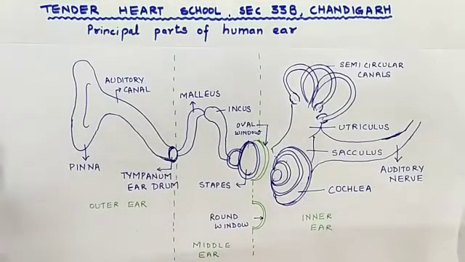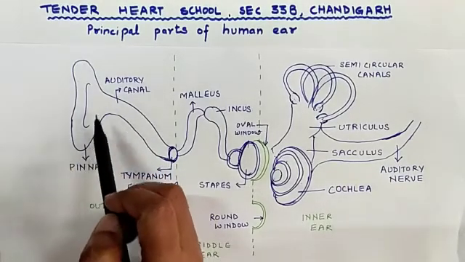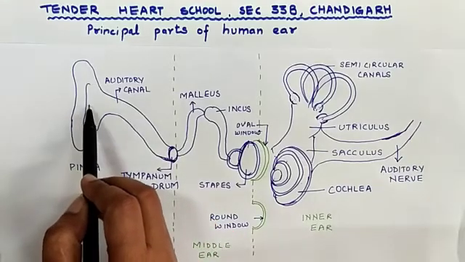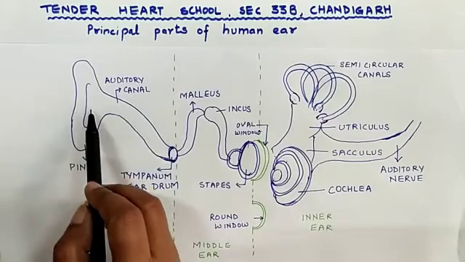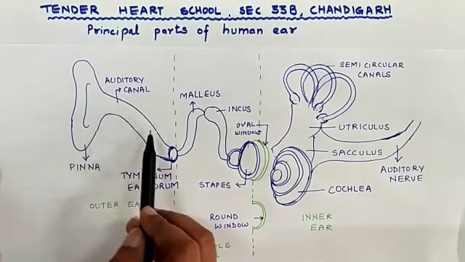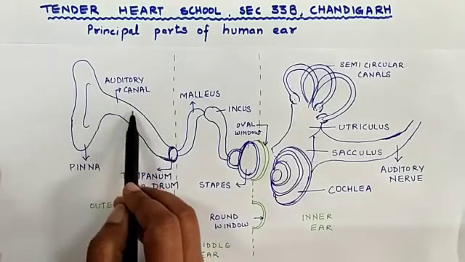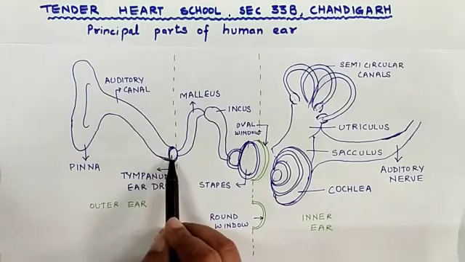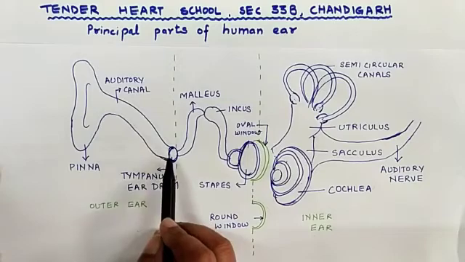So children, let us just look at the various parts of the human ear once again. We have the outer ear. Outer ear has three parts: ear pinna, auditory canal, and tympanum. Ear pinna is collecting the sound waves. The sound waves from the ear pinna are passed on to the tympanum, that is the eardrum, through the auditory canal. Tympanum starts vibrating when it receives the sound waves. Thus, the tympanum is converting the sound waves into vibrations.